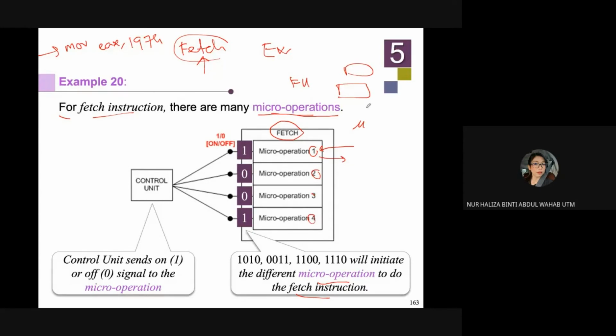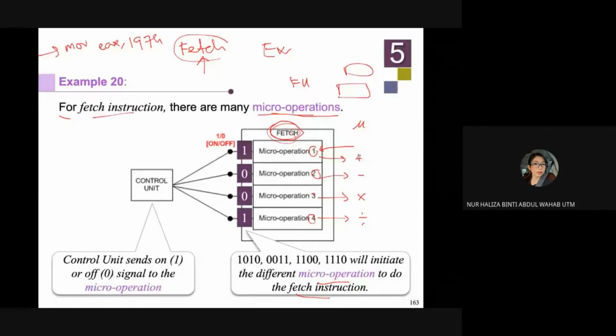Maybe this one is going to do addition. This one is doing subtraction. This one is multiplication, and division. Of course it's not going to do these in fetch. Fetch only does the instruction fetch and also the decoding. So this is just an example of the operations.